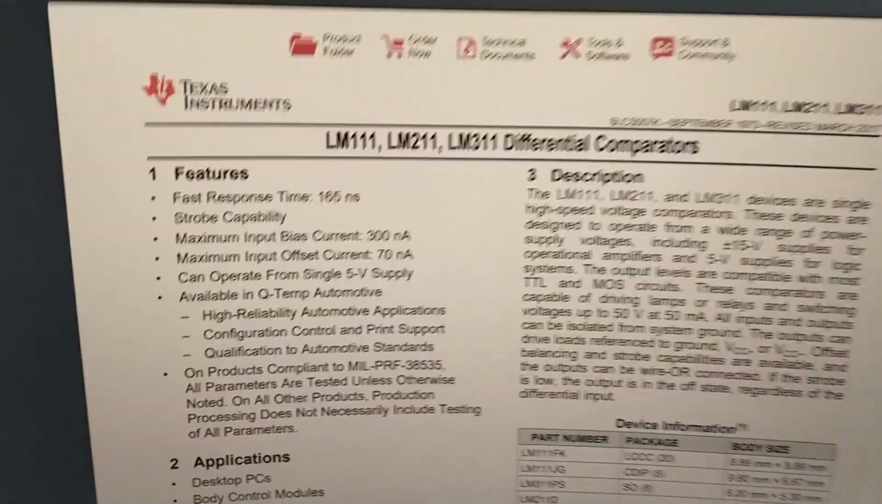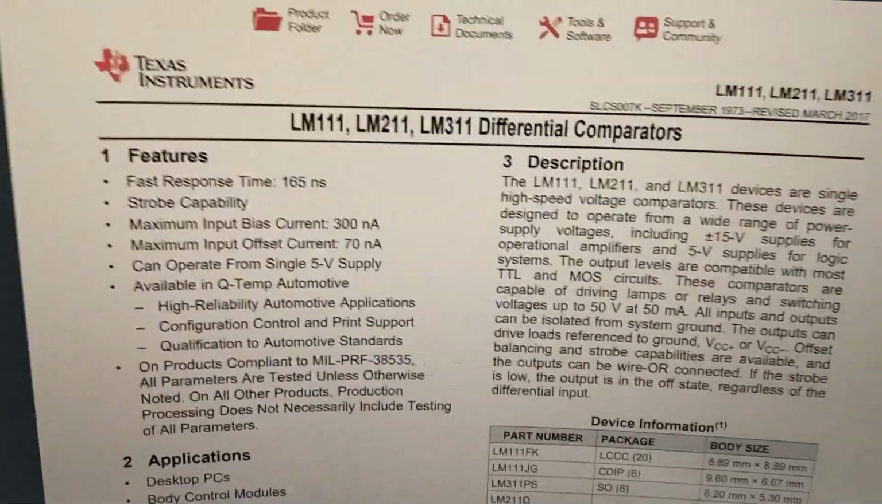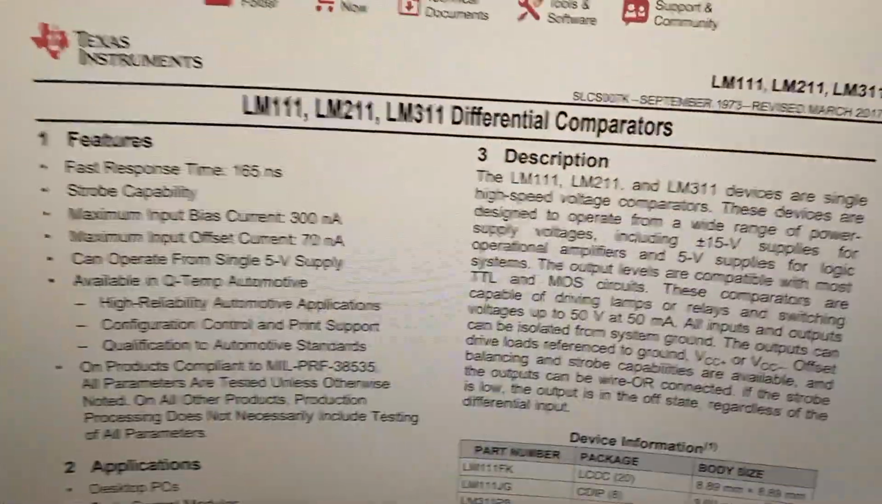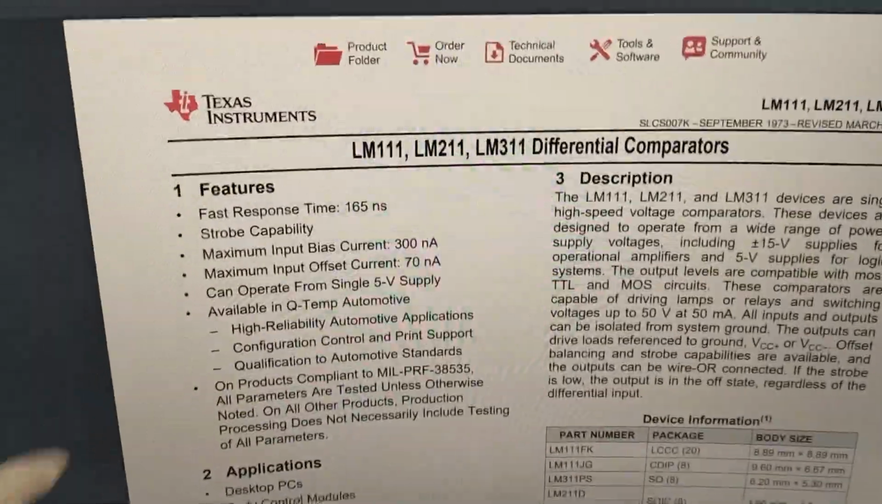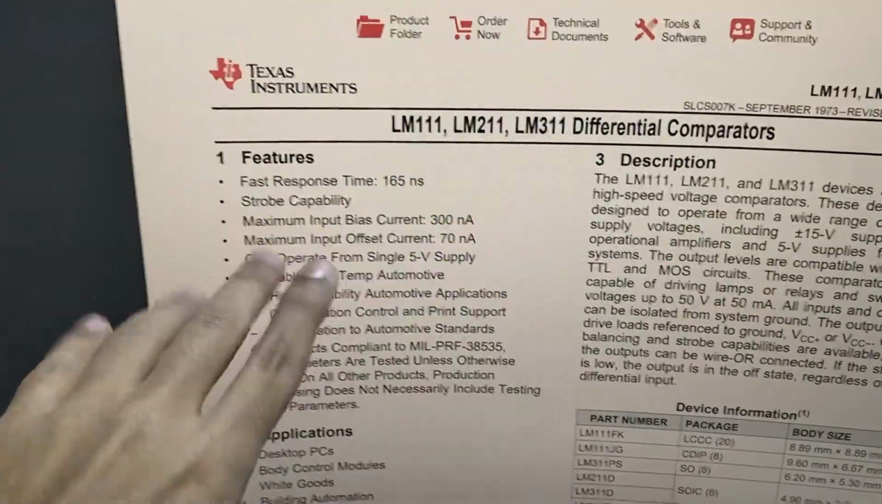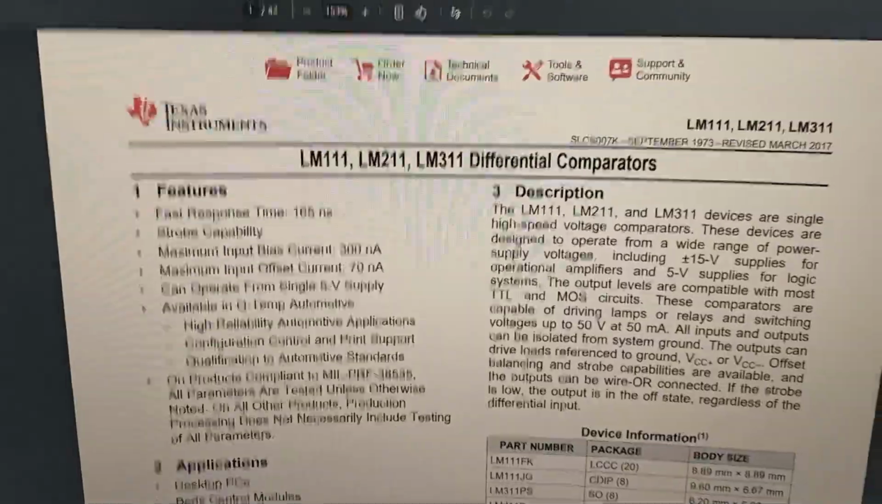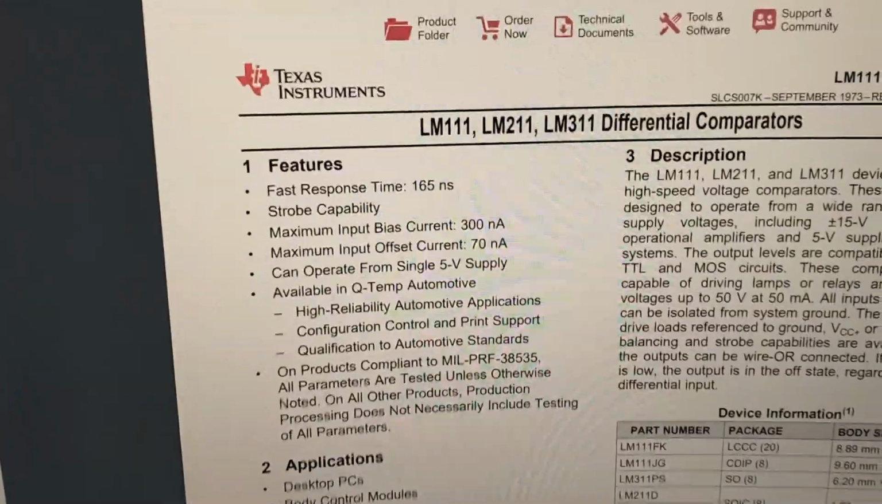Just show you the data sheet here. It's a differential comparator. So you could use an op amp, but this is specifically designed for being a comparator, and it's much faster, and we need that. This has just 165 nanosecond delay, so that's very fast.